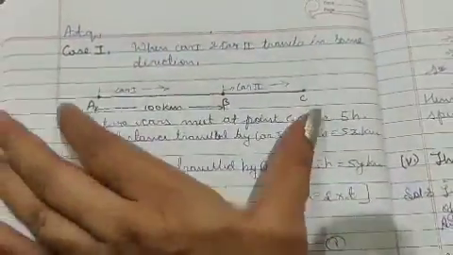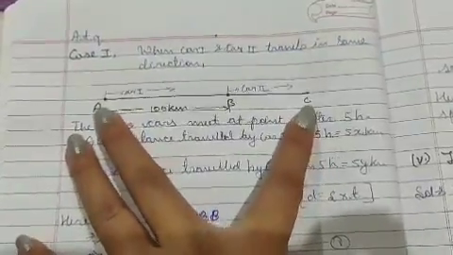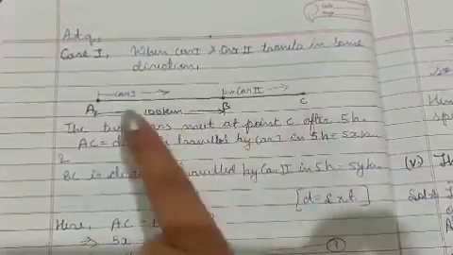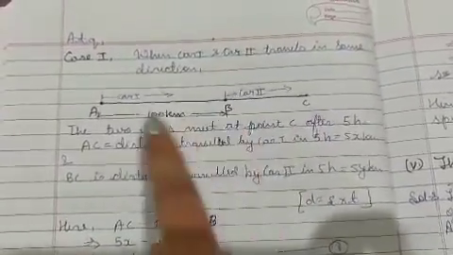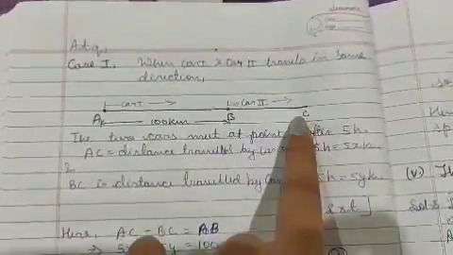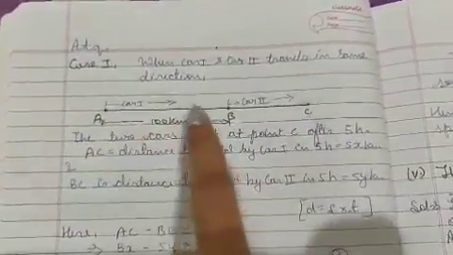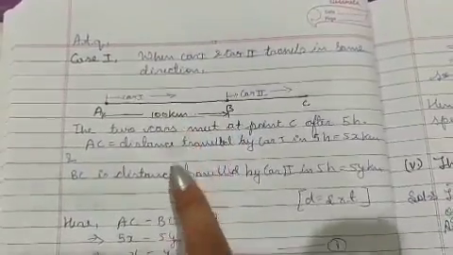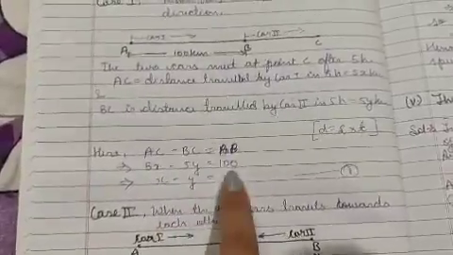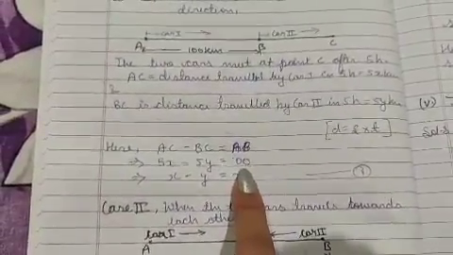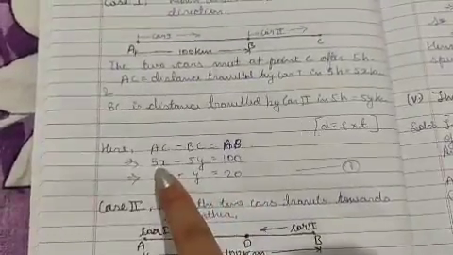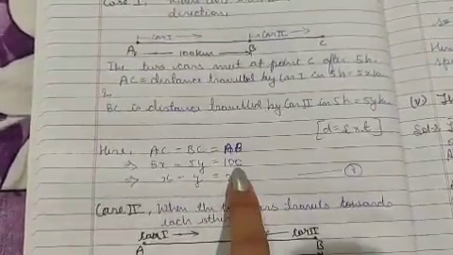Now through this figure you can say that AC minus BC is equal to AB. So the distance between A and C minus the distance between B and C is equal to the distance between A and B, and the distance between A and B is given in the question, which is 100 km. So you can write AC minus BC equals AB, which is 5x minus 5y equals 100. Each term of this equation is divisible by 5.